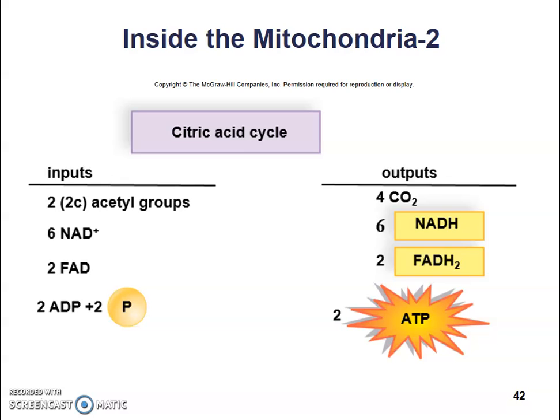You'll notice that our inputs in the citric acid cycle are 2 acetyl groups, 6 NAD+, 2 FADs, and 2 ADP plus P. Okay, we use those to produce 4 carbon dioxide molecules, which are then kicked out of the mitochondria and then even further kicked out of the cell. We make 6 NADHs and 2 FADH2s and 2 ATP molecules. It doesn't look like a lot, but these guys are going to generate a lot of ATP in the electron transport chain.